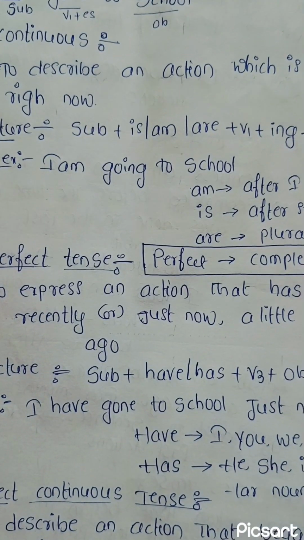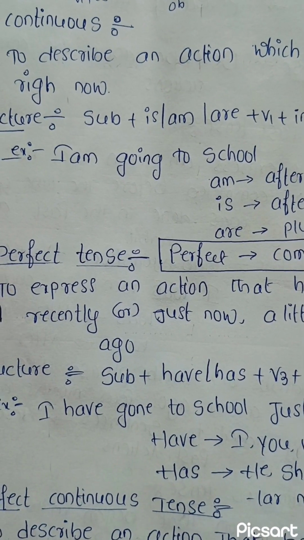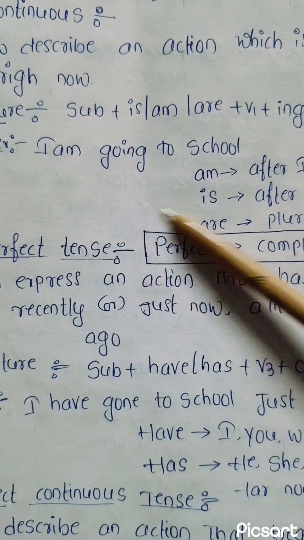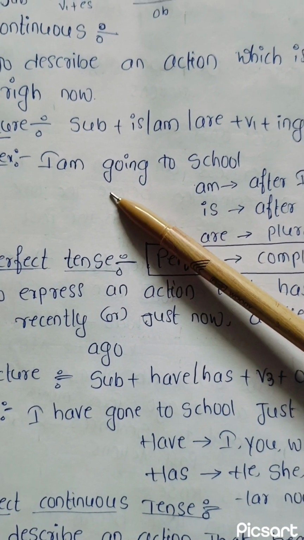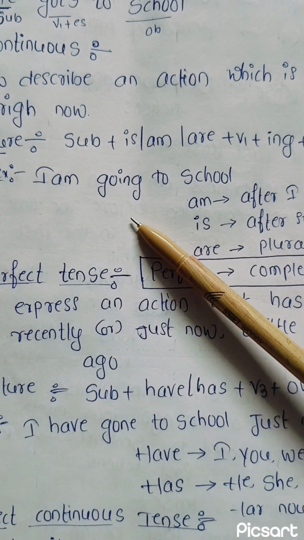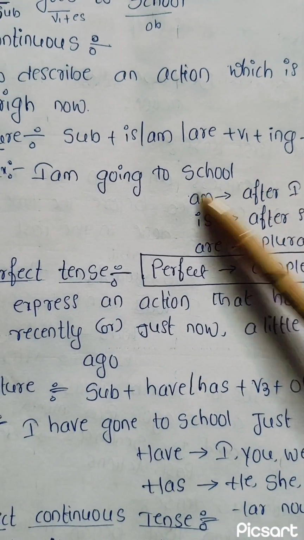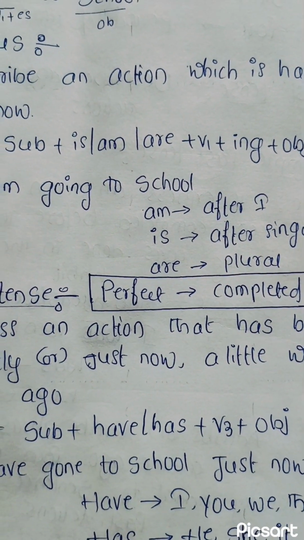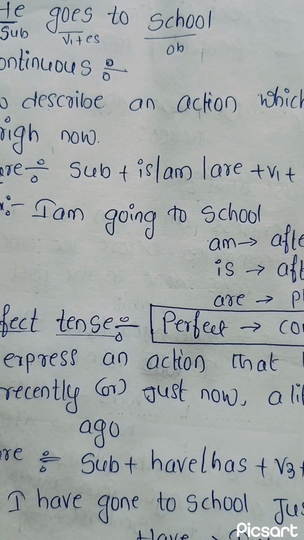For example, I am going to school. What is the subject here? I is the subject. After I, what do we have to use? Am. I am. Then we have to write the verb. What is the verb? Go. After that, what do we have to add? Ing. It will become going. Then we have to write the object. What is the object here? School. I am going to school.